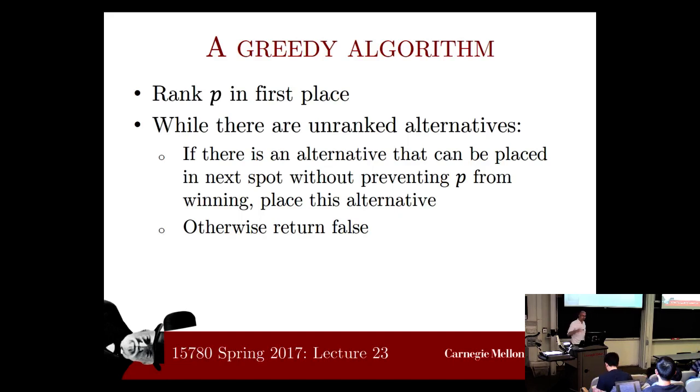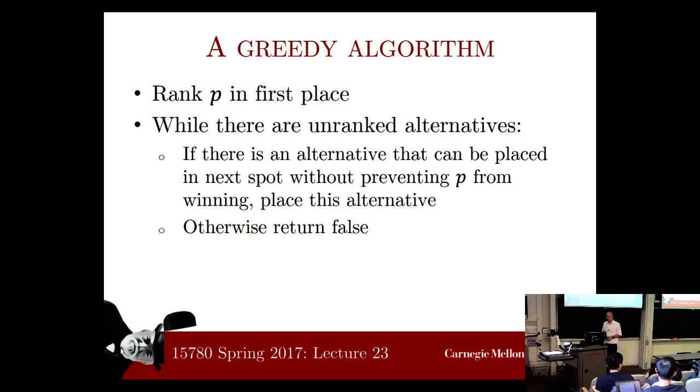Now, as long as it has some unranked alternatives, it asks, of the unranked alternatives, is there an alternative that can be placed in the next spot without preventing P from winning, when you look at the scores of the different alternatives? Then it puts that alternative greedily in the next place without looking at anything else. If it can't put any alternative in the next place, it says no, there's no manipulation. And if it was able to complete the whole ranking, then it says, yes, it is possible to make P win. Here's the ranking that does it.